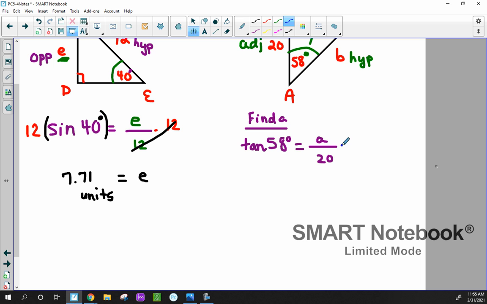20 is being divided by A, so you'll do the same thing we did on the last problem. You will multiply both sides by that number. Again, remember to put your tangent or your trig expression in parentheses. The 20s cancel on the right side. You're left with A equals, and then you're going to type in 20 times tangent of 58 degrees.